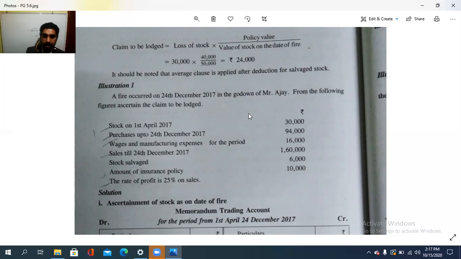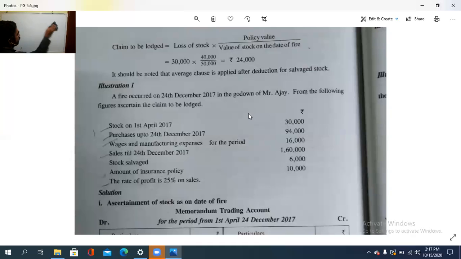Stock on 1st April 2017, 30,000. Purchases up to 24th December 2017, 94,000. Wages and manufacturing expenses for the period, 16,000. Sales till 24th December 2017, 1,60,000. Stock salvaged 6,000. Amount of insurance policy 10,000. The rate of profit is 25% on sales.